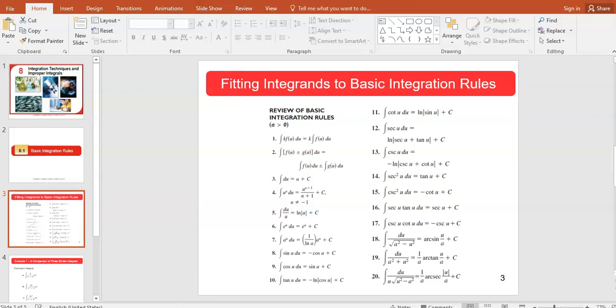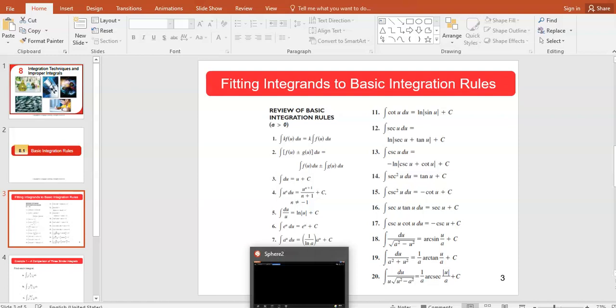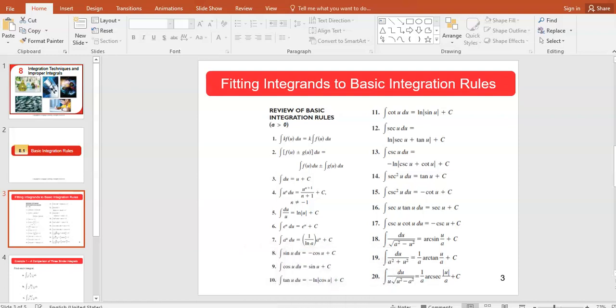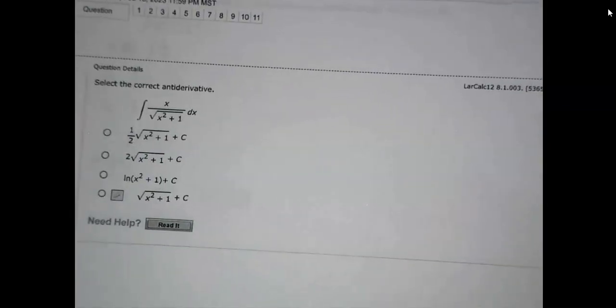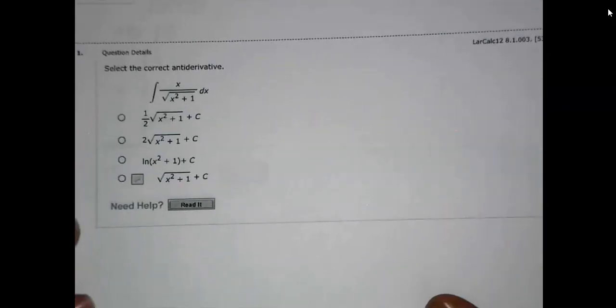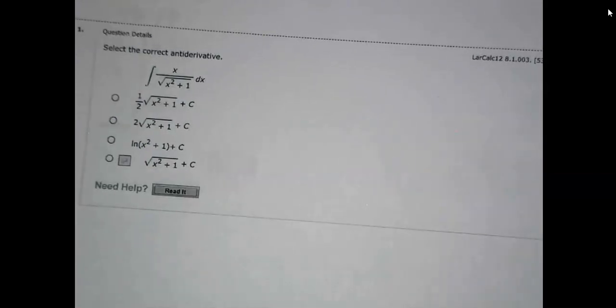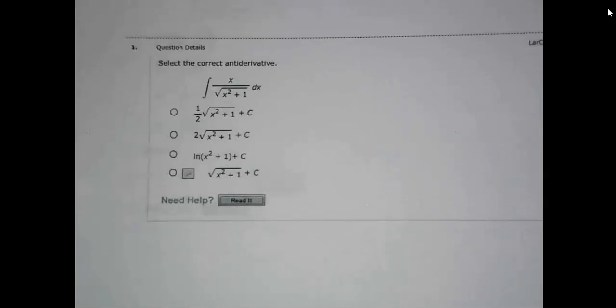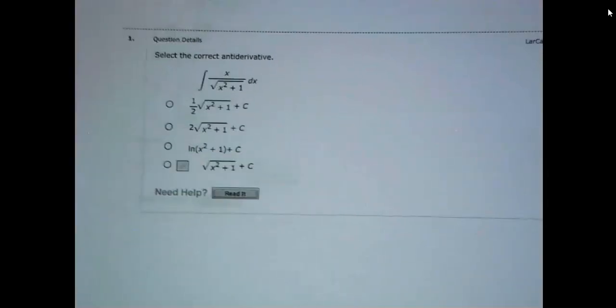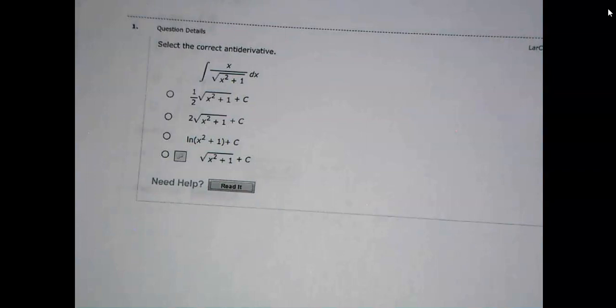Okay, so I printed out a copy of the homework from WebAssign, and that's what I want to go over. For number 1, it says select the correct antiderivative. Well, you need to know that you need to do the integral for you to select which ones are correct.